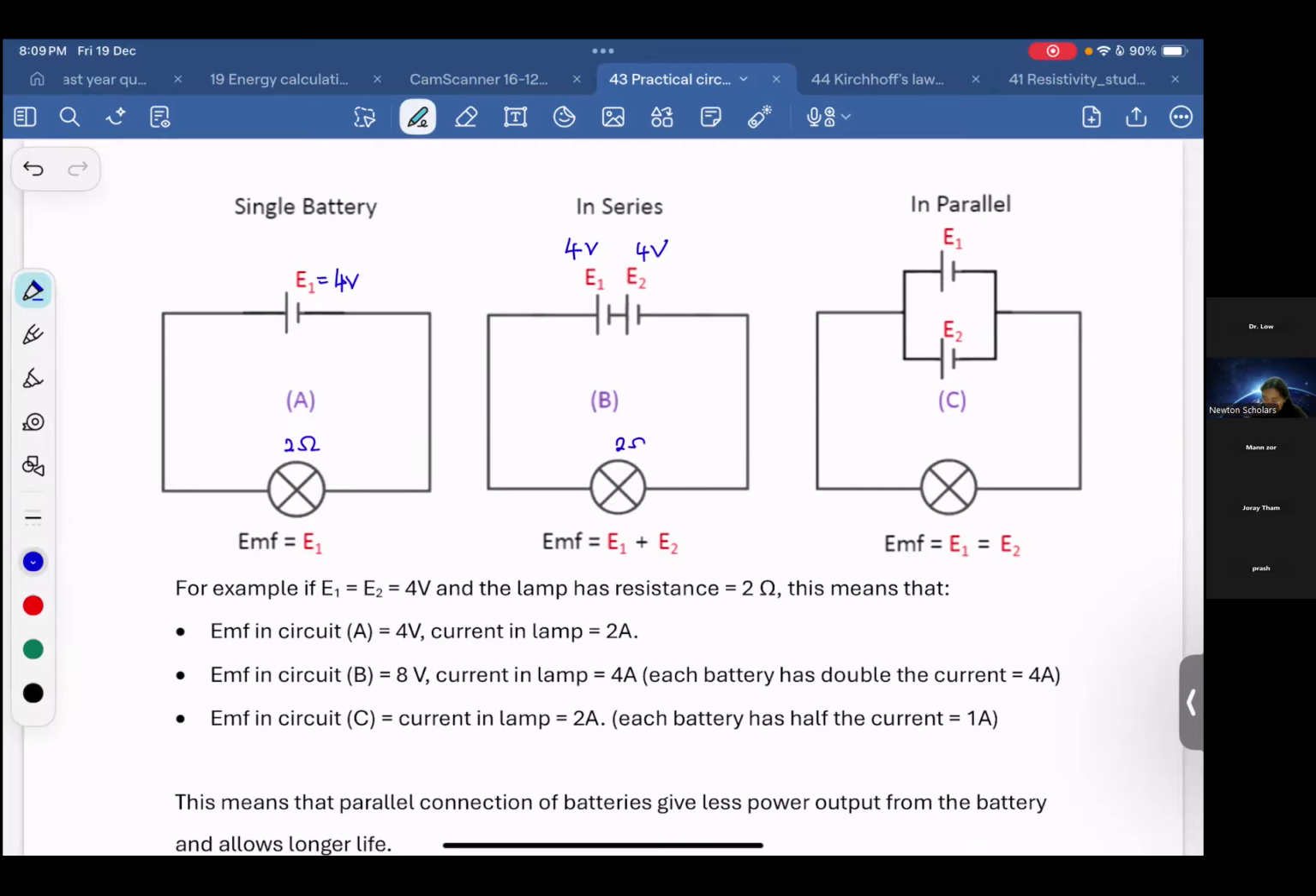So this one is 2 ohm. Here is 2 ohm. This one is 4.0 volt. This one is also 4.0 volt. Okay, here, first case. The EMF is 4 volt. The bulb is 2 ohm.